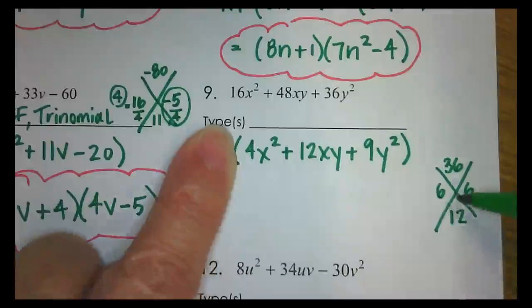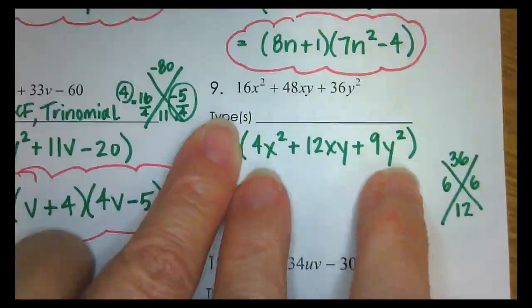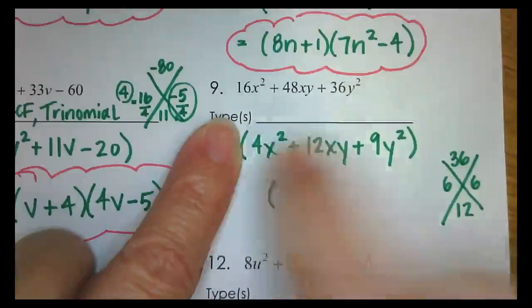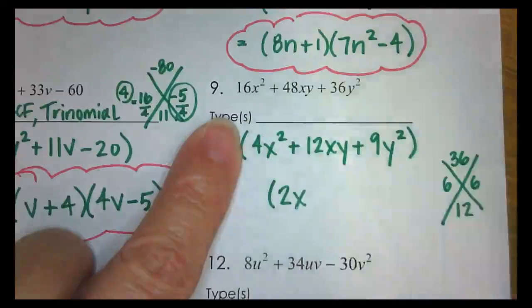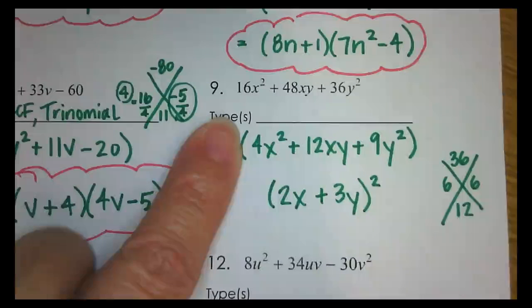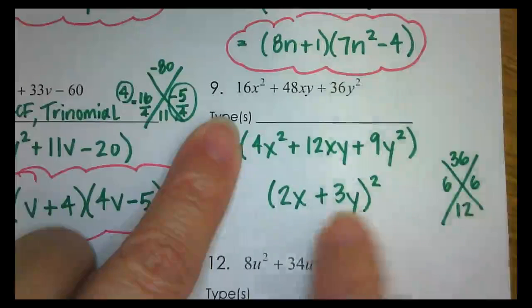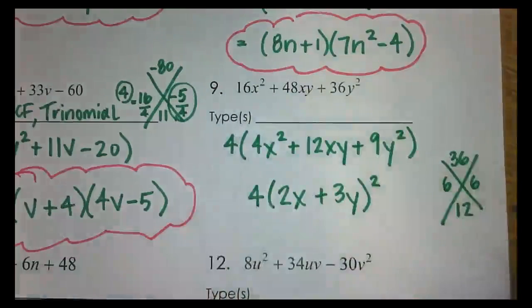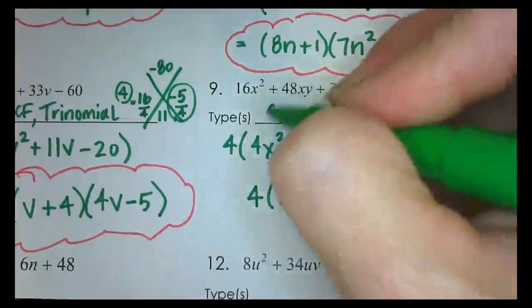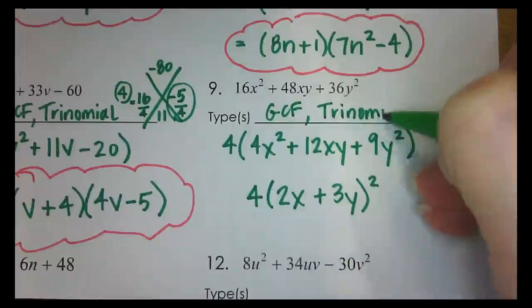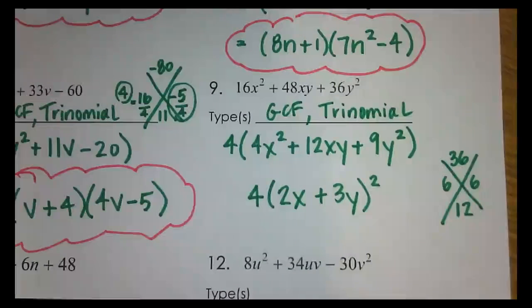But since these 2 numbers are the same, I know I can split those up evenly. This is a perfect square trinomial. So I can split up 4x squared as 2x, and I can split up 9y squared as 3y, and I know it's the same thing twice. But if I multiply this back together, I won't get the original unless I include the GCF out there in my answer. So this one was a GCF and then a trinomial that had a leading coefficient.